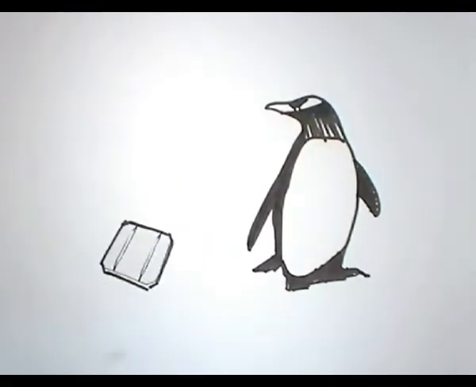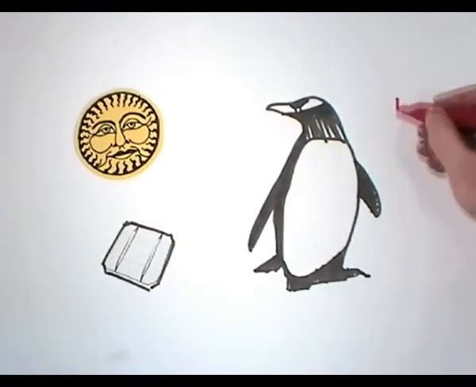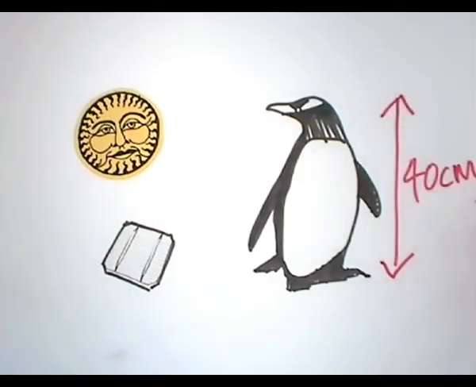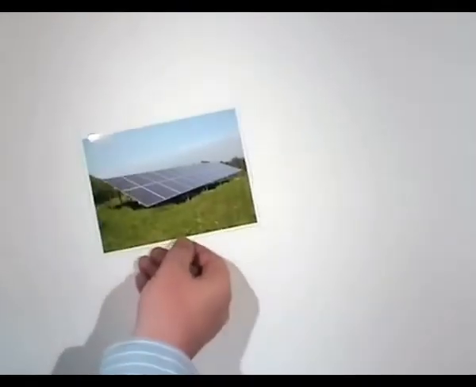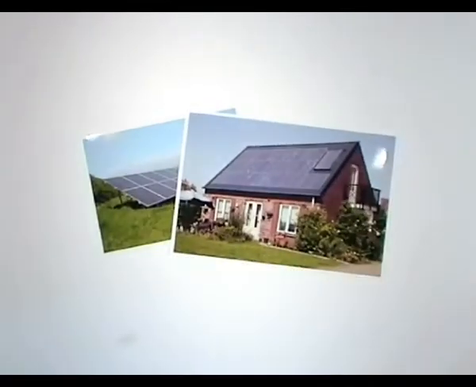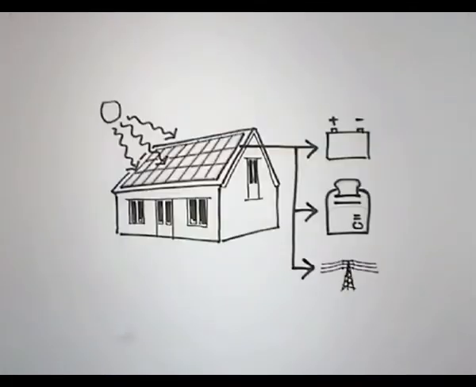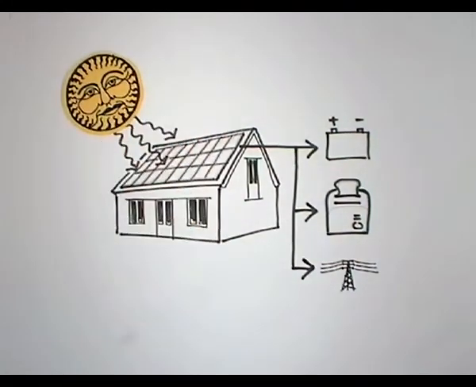This is a photovoltaic or solar cell. It's designed to convert sunlight into electricity. One cell on its own won't get you very far. They're usually set up in groups or arrays. Arrays are often mounted on buildings or set up in open spaces. The more cells you have and the more sunlight you have, the more electricity you can generate.